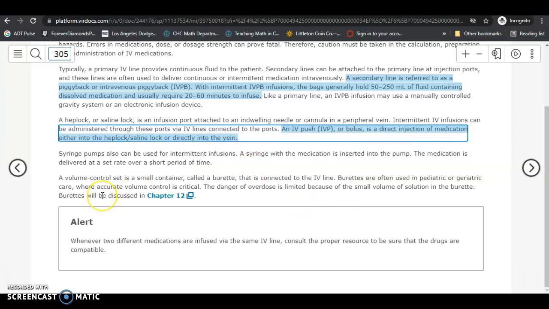Then it talks about a volume control set, also called a burette. That is also connected to an IV line. Burettes are often used in pediatric or geriatric care, where accurate volume control is critical. We discuss the use of burettes in chapter 12 when we discuss pediatric drug calculations.